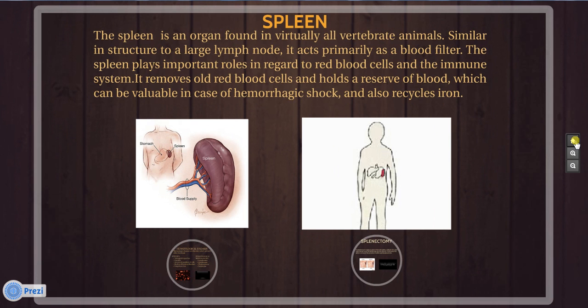Spleen. The spleen is an organ found in virtually all vertebrate animals. Similar in structure to a large lymph node, it acts primarily as a blood filter. The spleen plays important roles in regard to red blood cells and the immune system. It removes old red blood cells and holds a reserve of blood, which can be valuable in case of hemorrhagic shock, and also recycles iron.